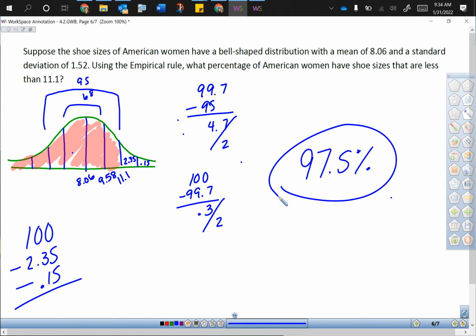Knowing, especially you females, knowing what you know about shoe sizes, does that seem normal? Does that seem accurate? Absolutely. If you're a woman with a size 11 shoe, you have a pretty big foot. Not very many women do. So, about 97.5% of women have something smaller than that.